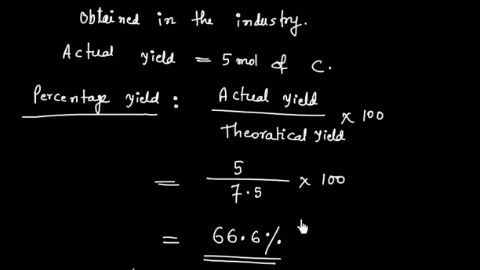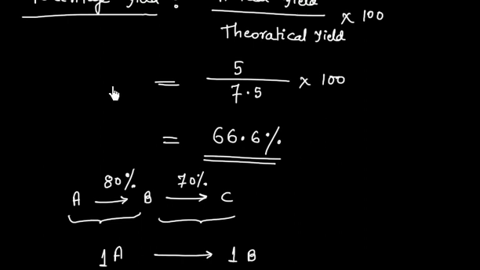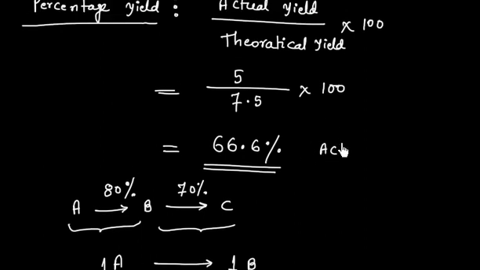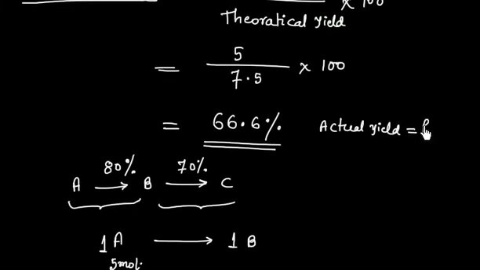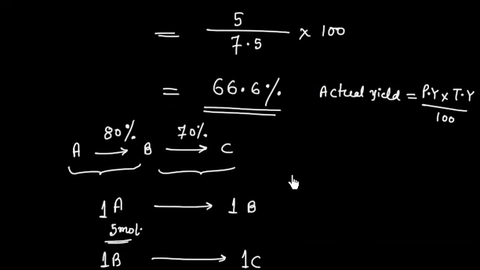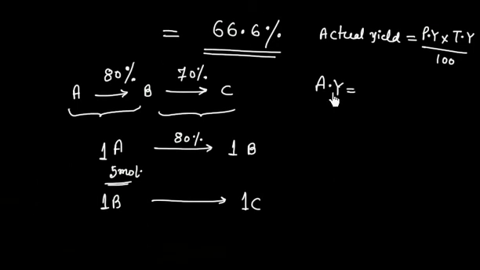Divided by 100. So the same formula can also be written as actual yield is equal to percentage yield into theoretical yield divided by 100. What is the percentage yield? 80%. So for the first reaction, we have 80% as the percentage yield.